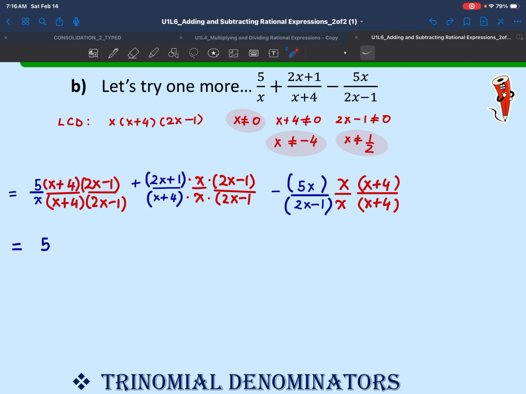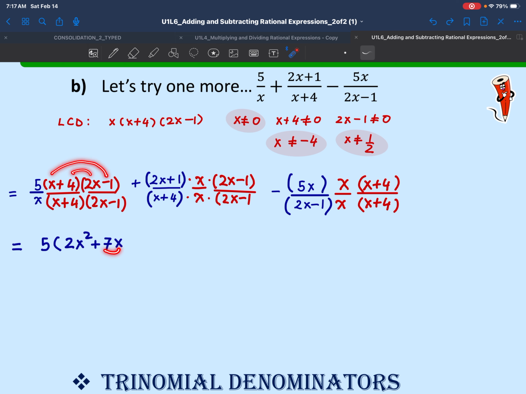So we're going to keep the 5 there. That will become 2x squared. And then we have x times negative 1 and 4 times 2x, so negative x plus 8x will make 7x. And then 4 times negative 1 makes negative 4. Close brackets and write the lowest common denominator.